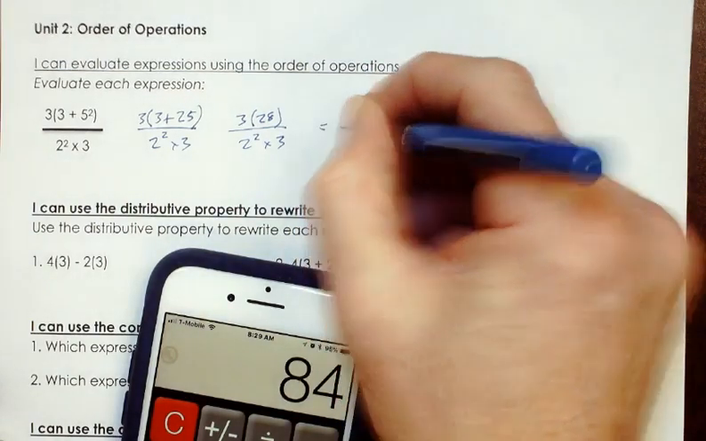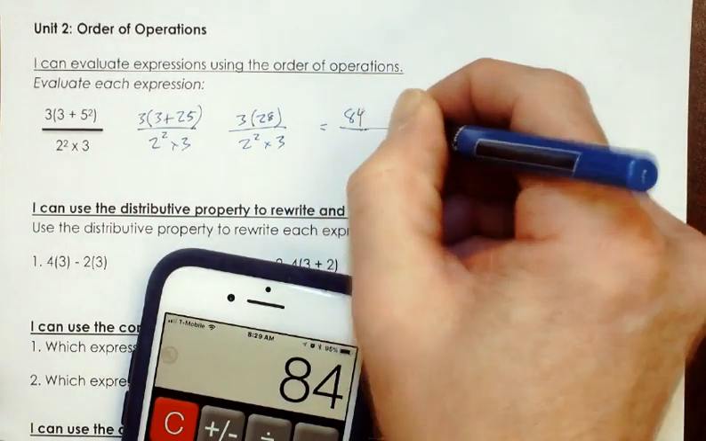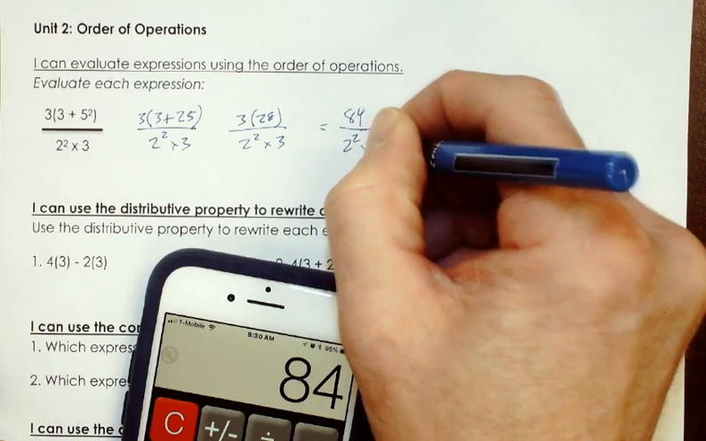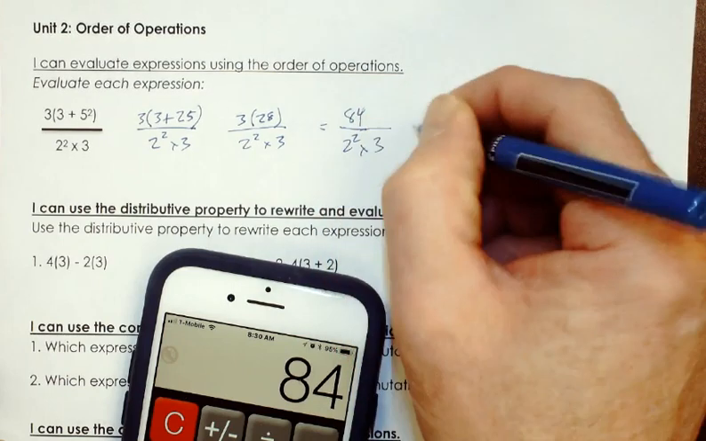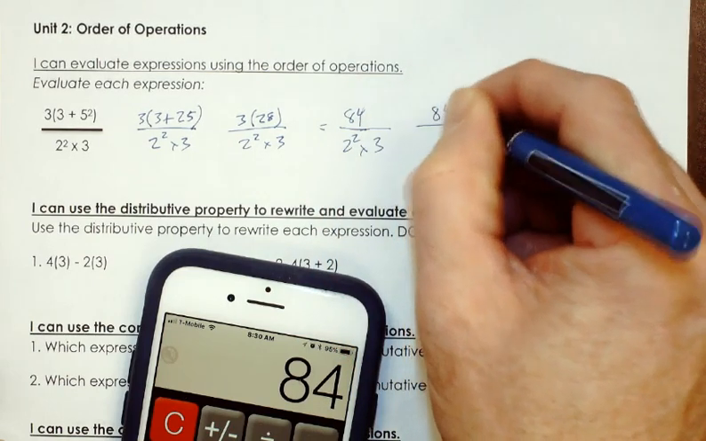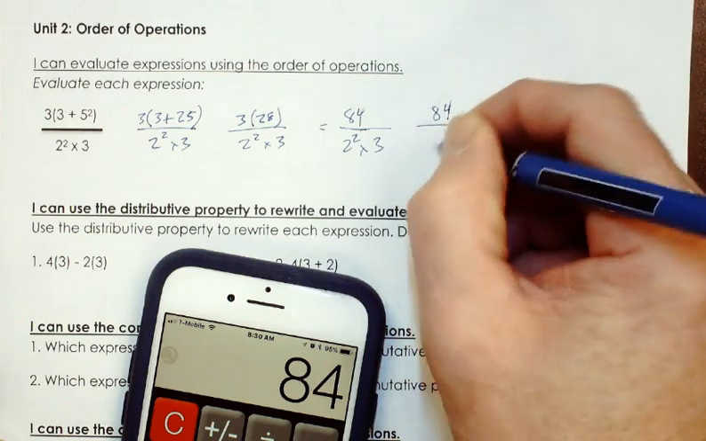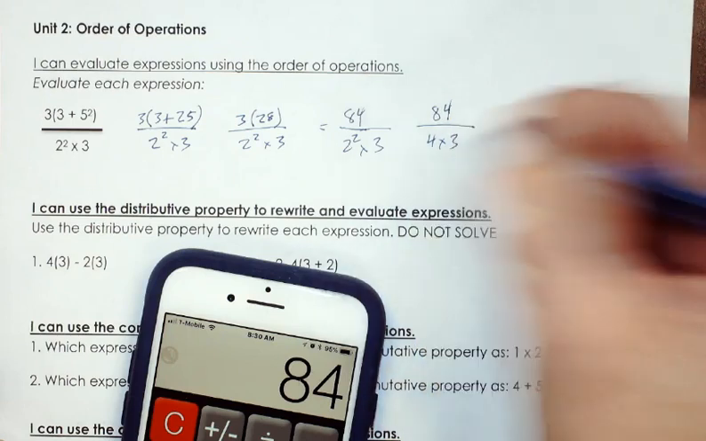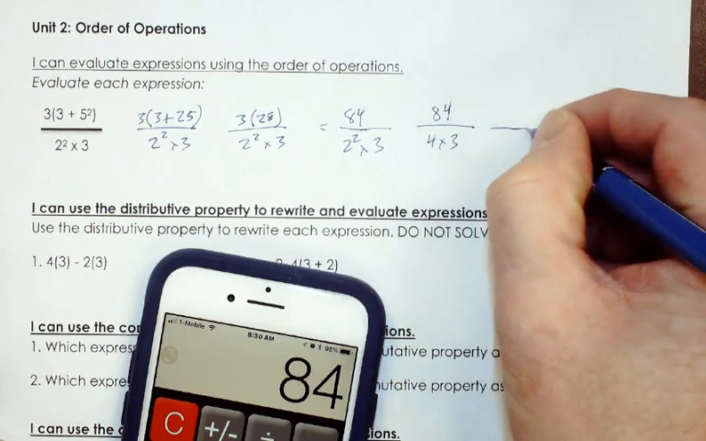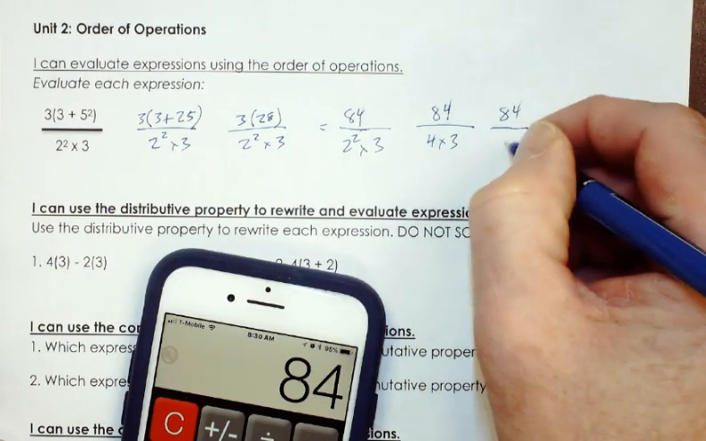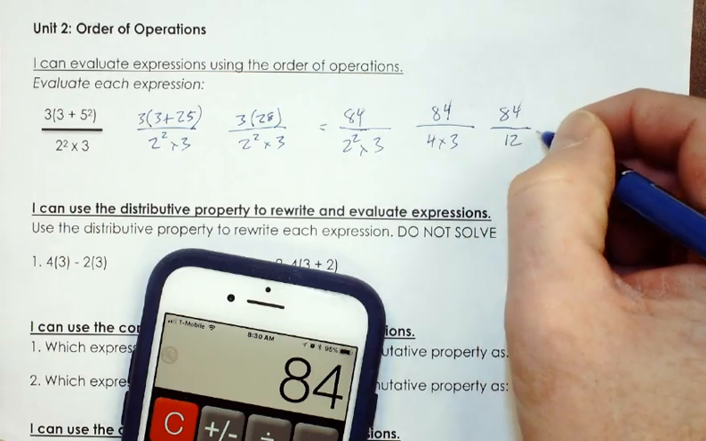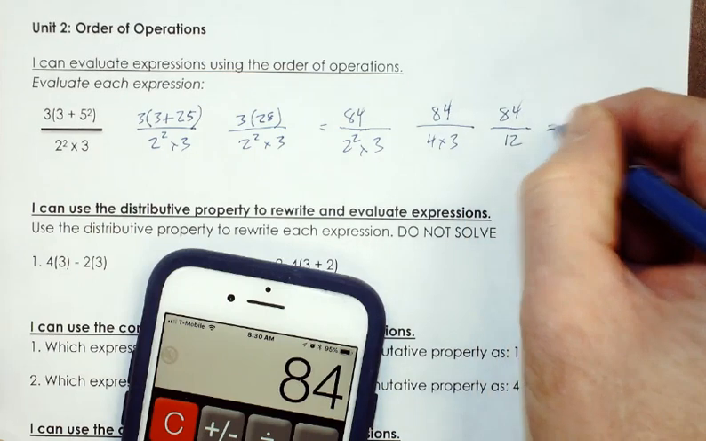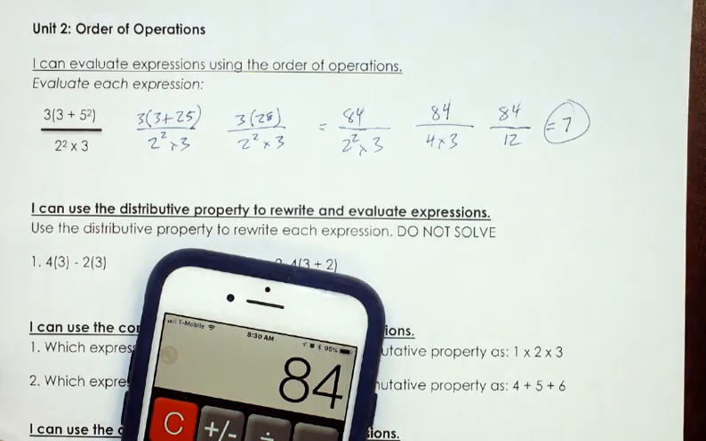So now we've got 84 on the top. Now we've got 2 squared times 3 on the bottom. We still have 84 on the top. 2 squared is 4 times 3 on the bottom. The next step, we still have 84. We have 12 on the bottom. And we have 84 divided by 12, which is 7.